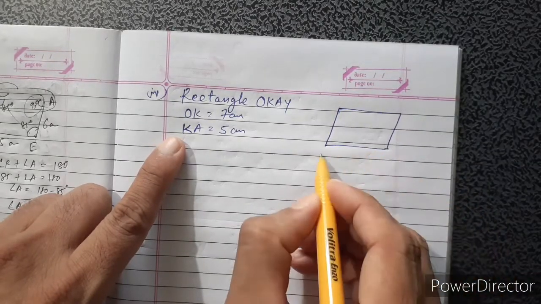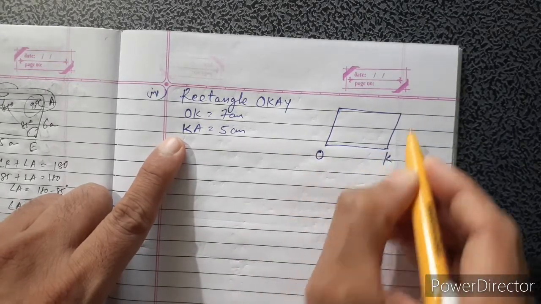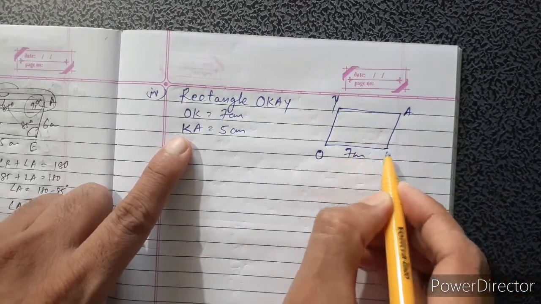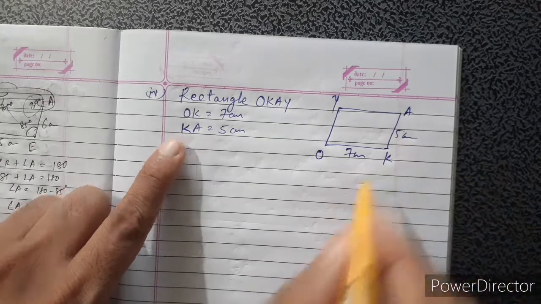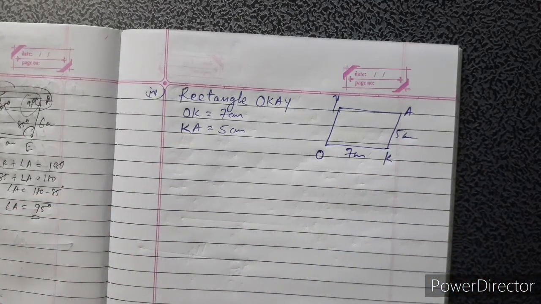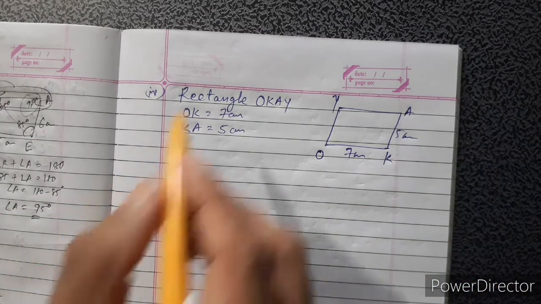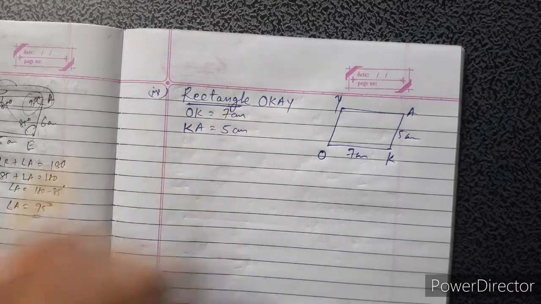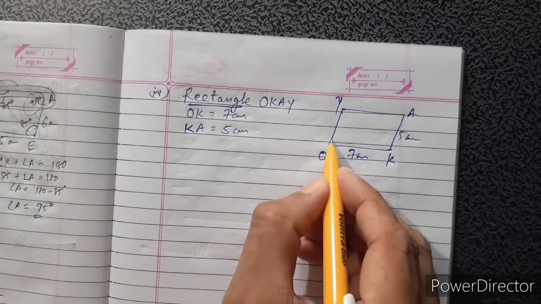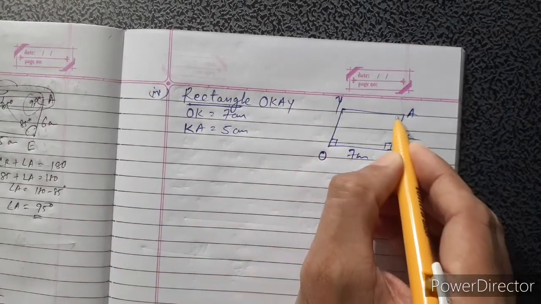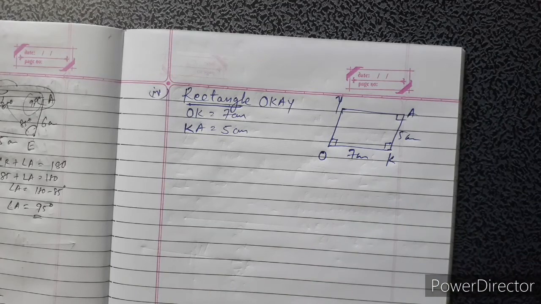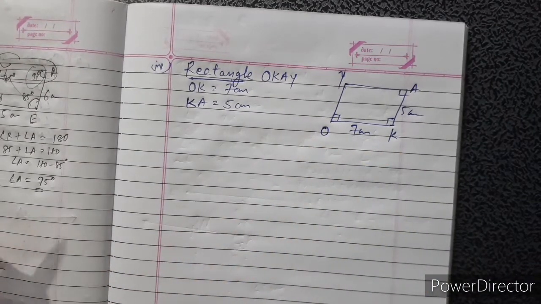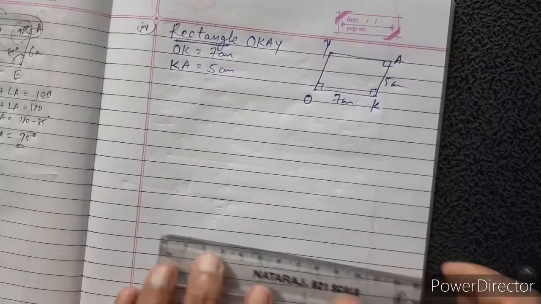Okay, like that. Look, OKAY. Here OK is given 7 centimeter, KA is given 5 centimeter. Measurement of angles are not given. Then what to do? Just read that word properly. That is rectangle, and in a rectangle all angles are 90 degree, means all are 90 degree. Okay, so let me start with OK. OK equal to 7 centimeter.